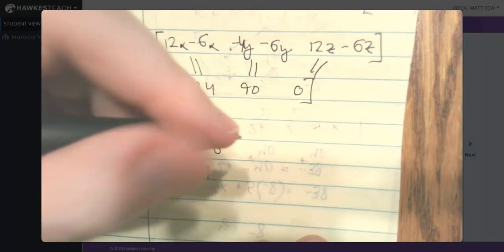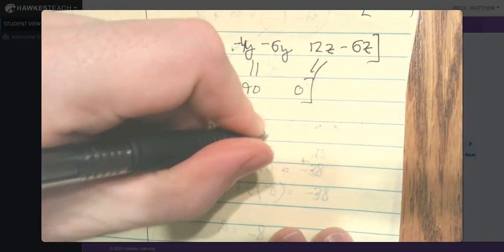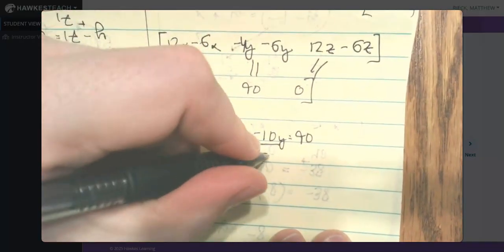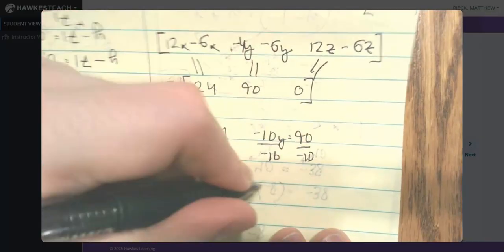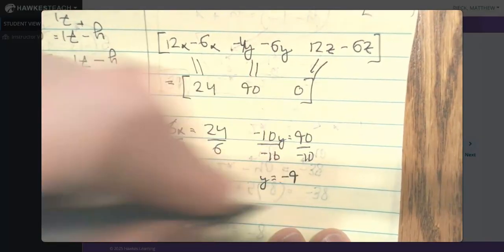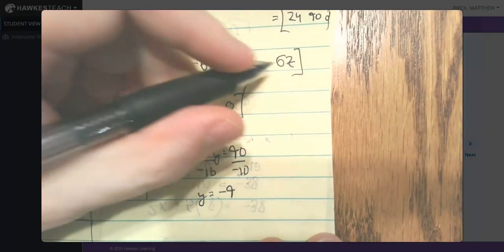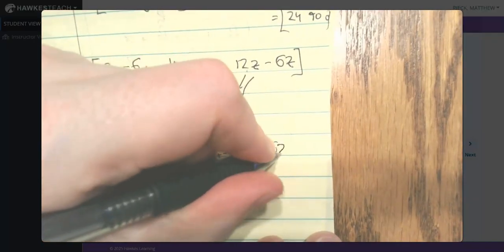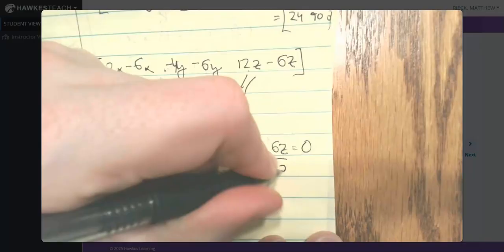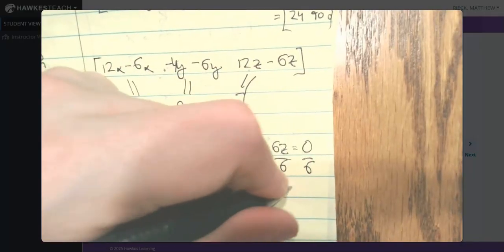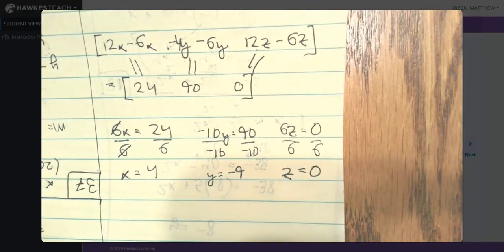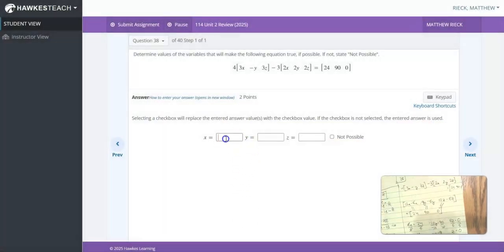Alright, so then we have negative 4 minus 6y, so that's going to be negative 10y equals 90. So let me divide both sides by negative 10, so we end up with y equals negative 9. And then here we have 12z minus 6z, so that's going to be 6z equals 0. Divide by 6, so we end up with z equals 0. So we have x equals 4, y is negative 9, and z is 0.